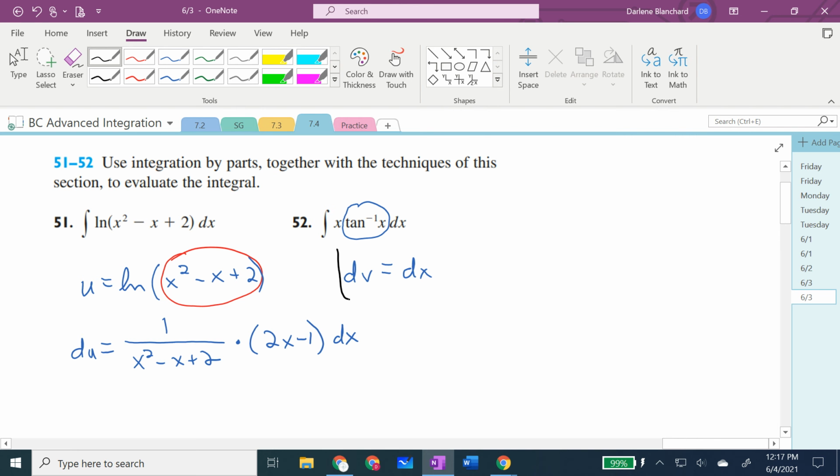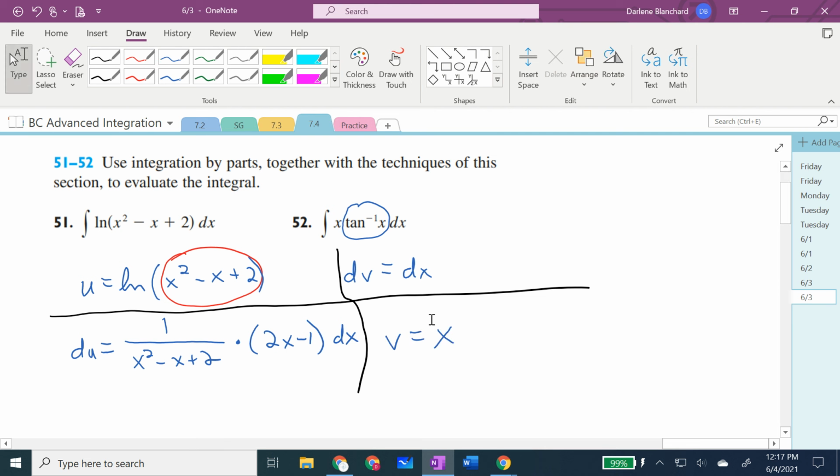And then I need to integrate. The integral of dv is v, the integral of dx is x. We don't need a plus c in this situation because it will be absorbed into the bigger unknown constant at the end of the entire integration.